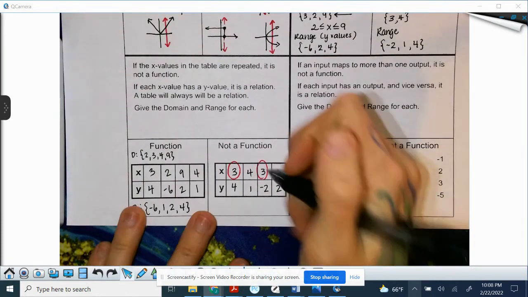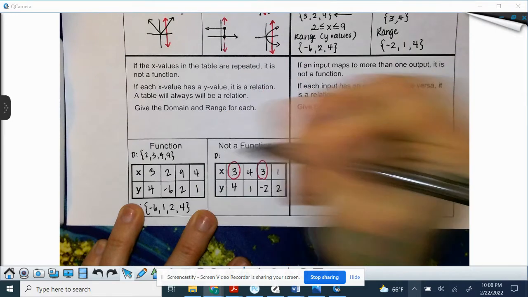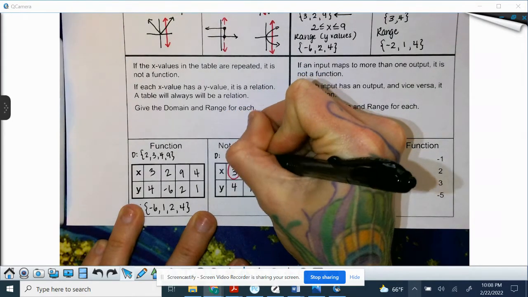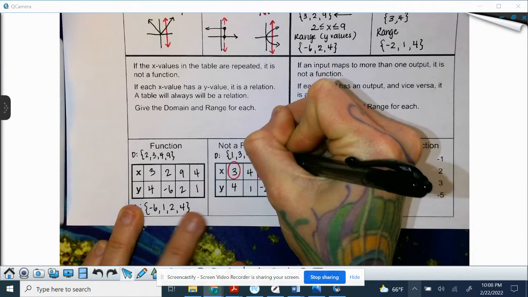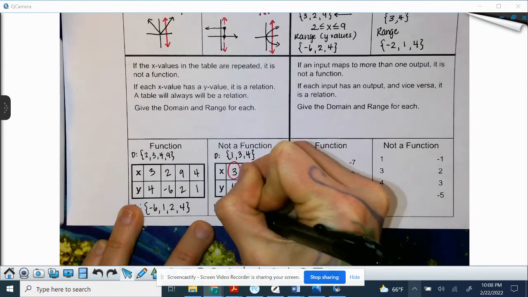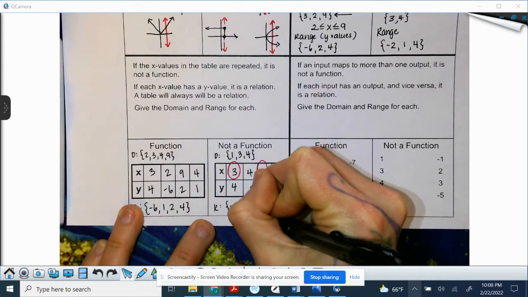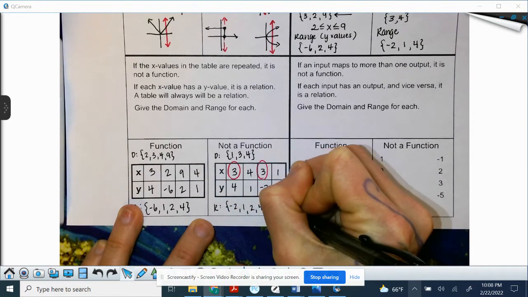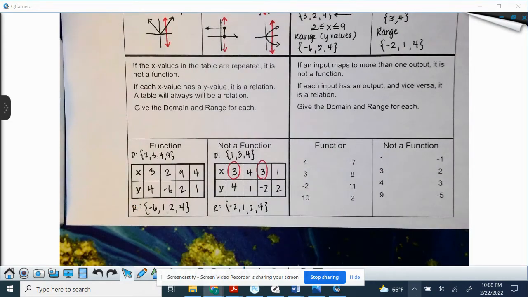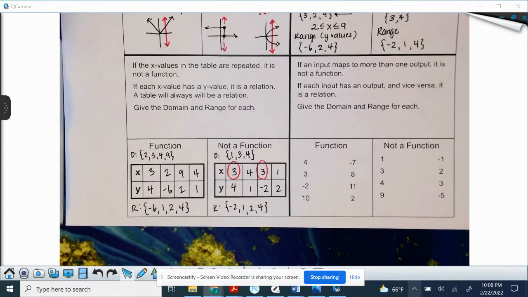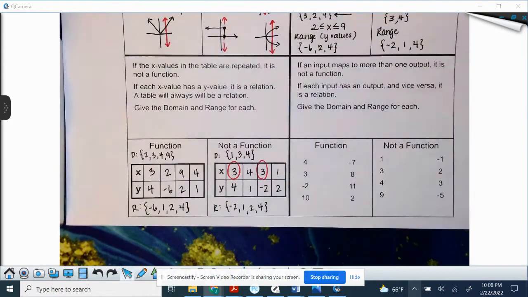It's fine. So for our domain for this table, we would have 1, 3, 4. And then our range for this table would be -2, 1, 2, and 4. So when they ask for domain and range, it's asking what x values and what y values this table, this list of coordinates actually encompasses.